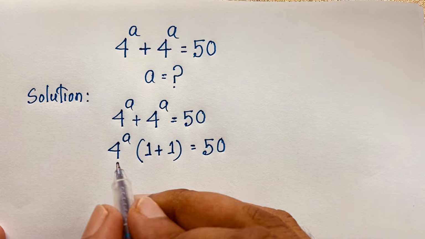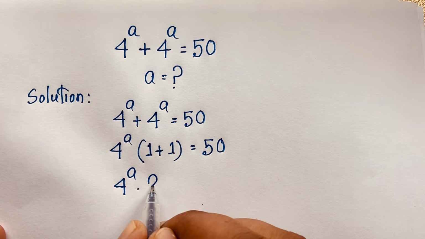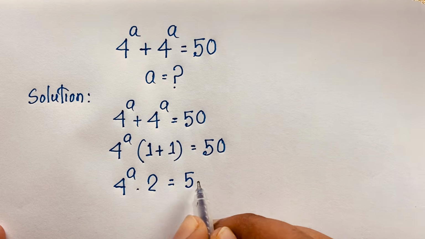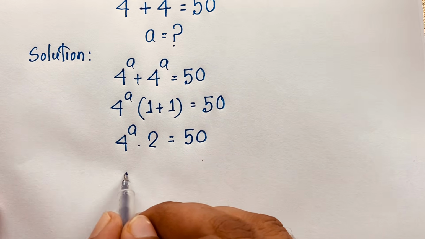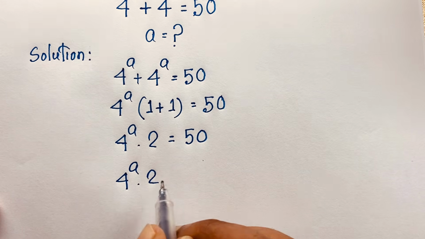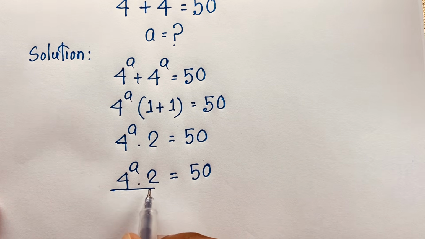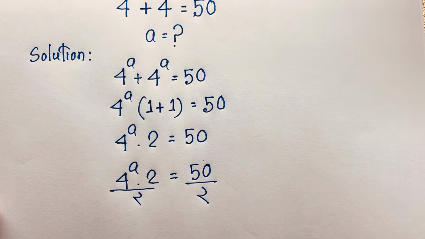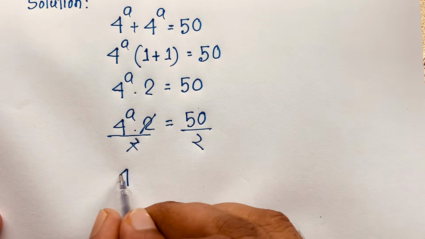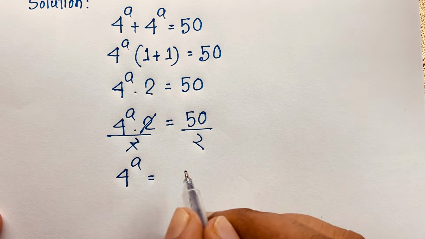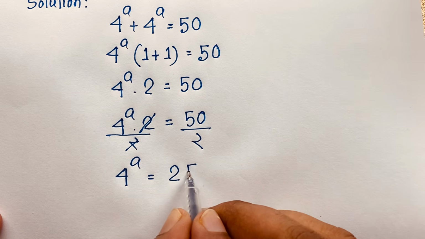Now this is 4 to the power a times 1 plus 1, this is 2, is equal to 50. Then I divide both sides by 2. This is 4 to the power a times 2 is equal to 50, but I divide both sides by 2. Then these two cancel. This is 4 to the power a is equal to 25, because 50 divided by 2 is 25.